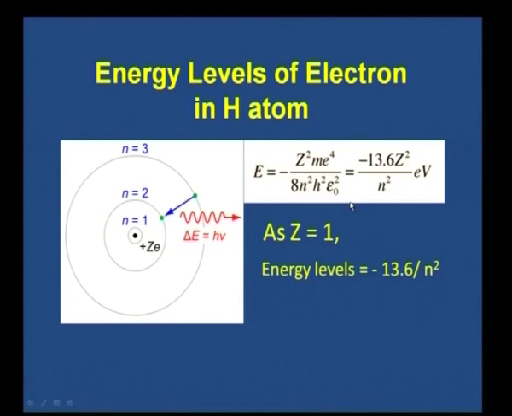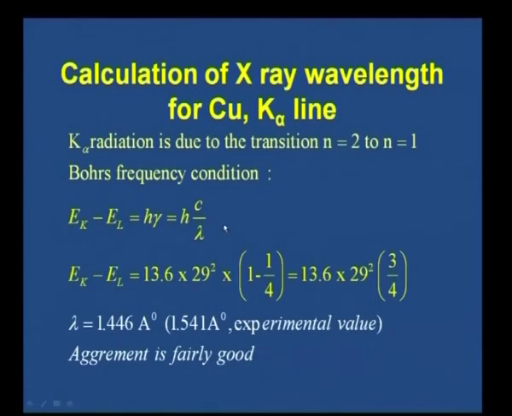Instead of n square, you will be having 1 by n1 square minus 1 by n2 square. n1 is 1, so 1 by 1 square minus 1 by 2 square, and 1 by 2 square is 1 by 4. So, this is what you have for the difference in energy between E_K and E_L. The thing in the bracket will become simply 3 by 4. When you do the calculation, that comes out to be 1.446 angstroms.